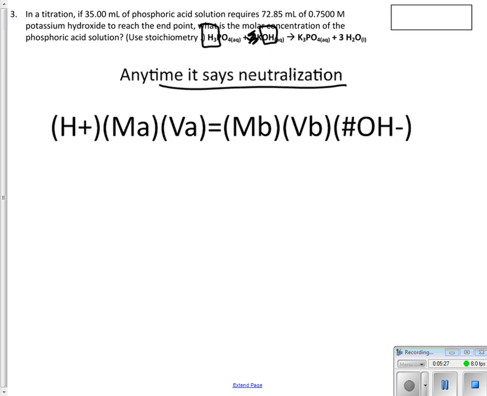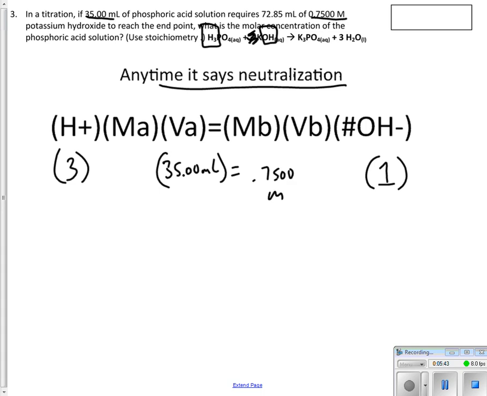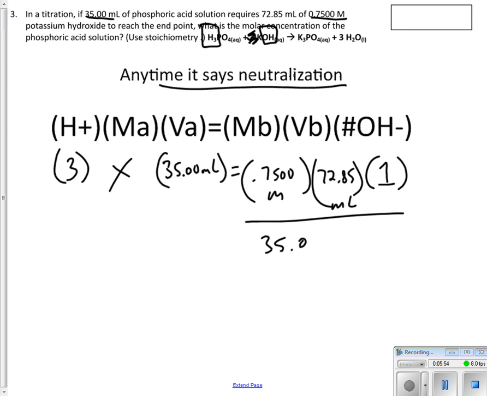So if you do 3 here, there's 1 OH there. I grab it, it says 35 milliliters of phosphoric acid, so I drop 35 mL right there. And the molarity is 0.7500 M. The volume of the base is 72.85 milliliters. I'm good to go. X. So then all I have to do is set it up: 35.00 milliliters on the bottom times 3 will get you your answer. It's just a quick calculation from that point.